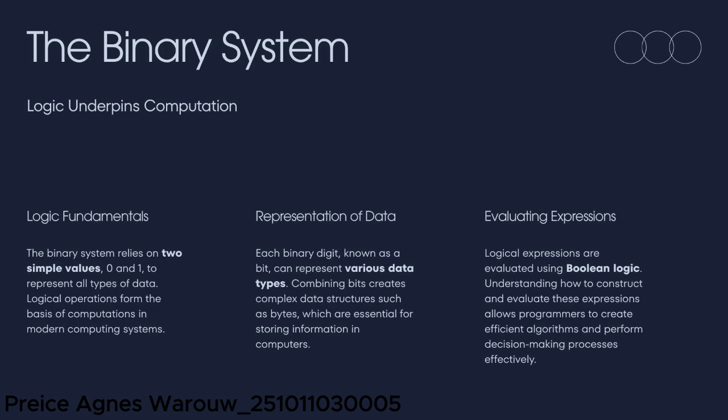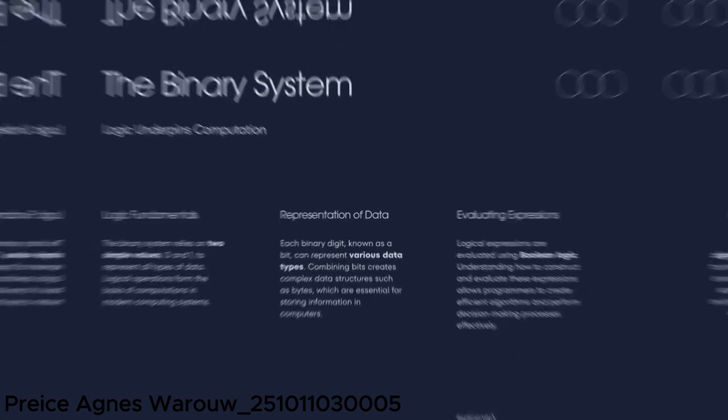Each binary digit, known as a bit, can represent various data types. When these bits are combined, they create more complex data structures such as bytes, which are crucial for storing information. Ultimately, logical expressions are evaluated using Boolean logic, which allows programmers to create efficient algorithms and decision-making processes in software.